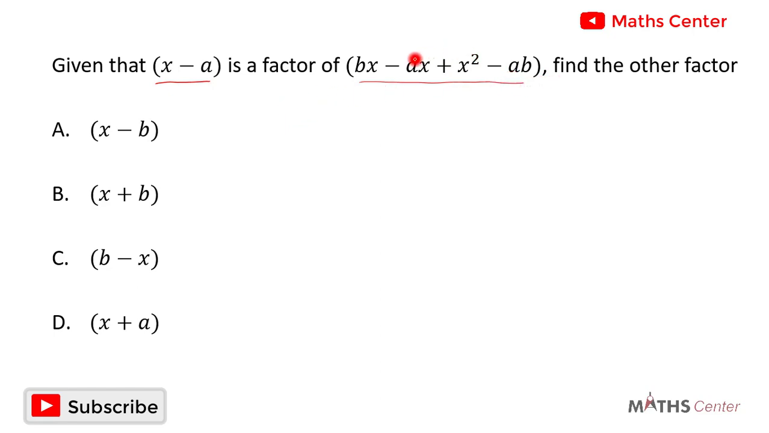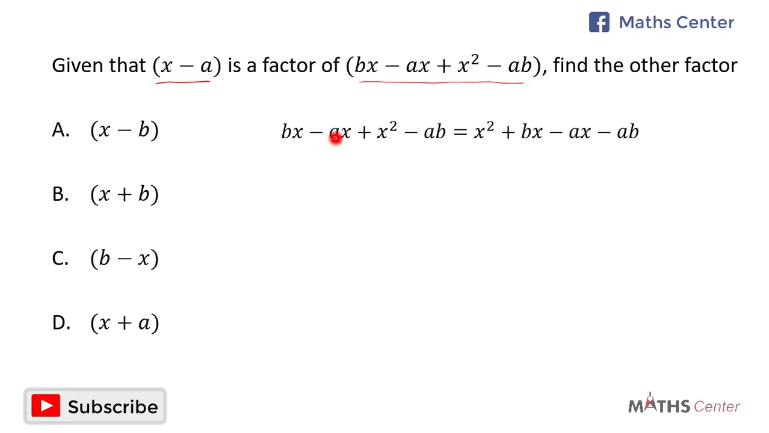This is a quadratic expression, and so it will have two factors. One of the factors has been given to us as x minus a. The question wants us to find the other factor. To get the other factor, we have to factorize the quadratic expression given to us. The expression is bx minus ax plus x squared minus ab.